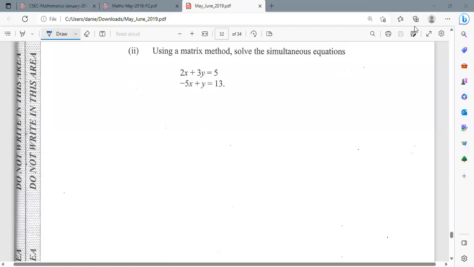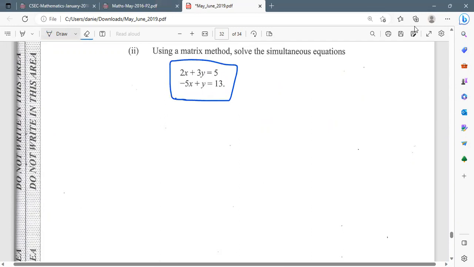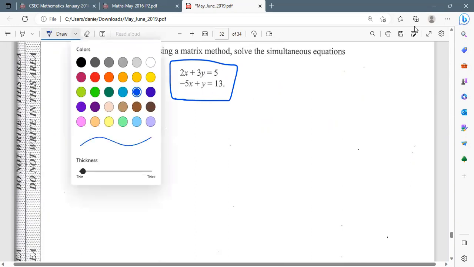Alright guys, so let's try this past paper with the same simultaneous equations. We're solving it using the matrix method, like we learned from the last video. So we have a simultaneous equation here, right? It's already uniform, ax plus by is equal to c, and both of them, so we know how to rearrange it. So let's get uniform.